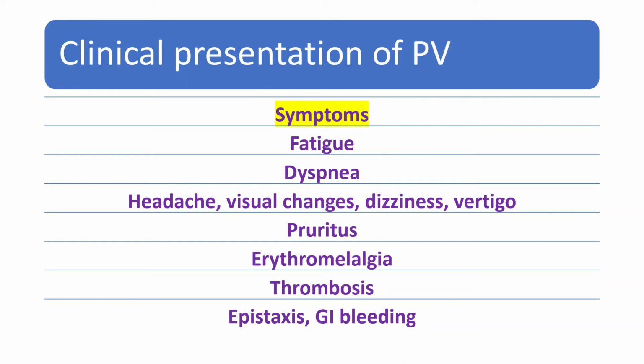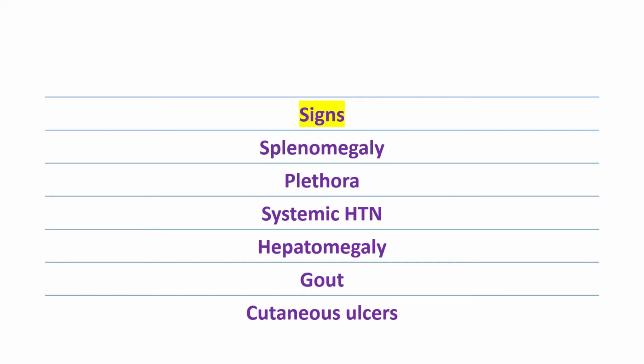Clinical presentation, the symptoms: the patients would have fatigue, dyspnea, headache, visual changes, dizziness, vertigo, pruritus, erythromelalgia, thrombosis, epistaxis, or GI bleeding. The signs we may find are splenomegaly, plethora in the face or in the extremities, systemic hypertension due to the hyperviscosity and increased blood volume, hepatomegaly, gout due to increased uric acid due to the cell turnover, as there will be dying cells, and cutaneous ulcers actually due to the ischemia.